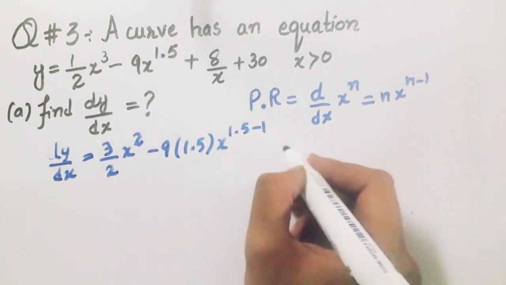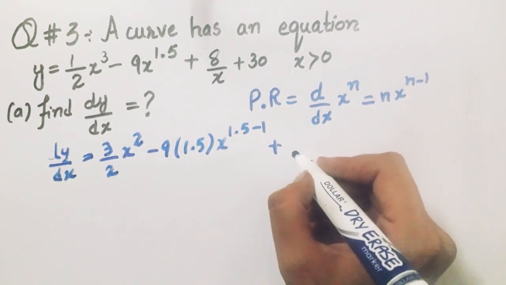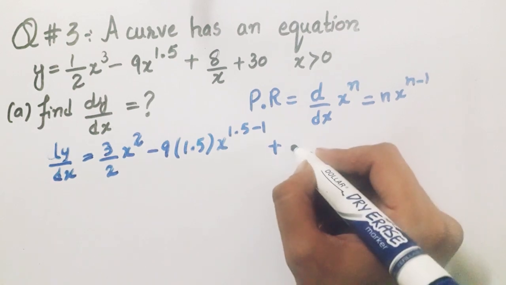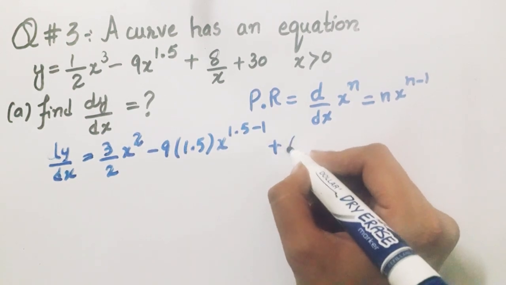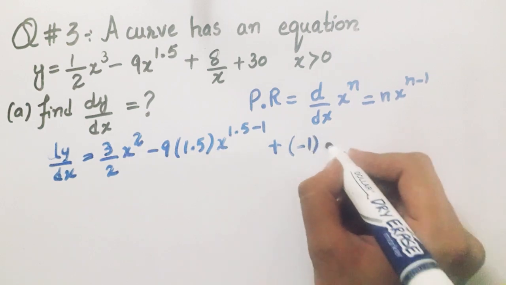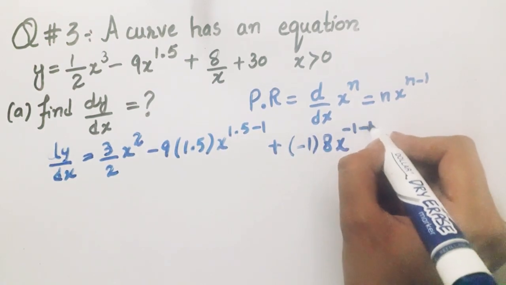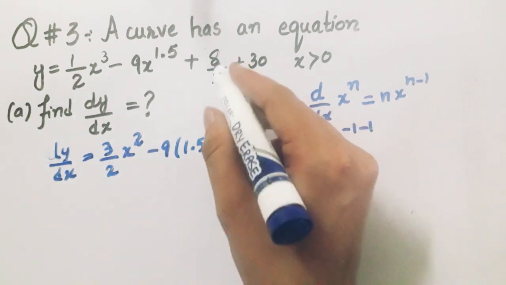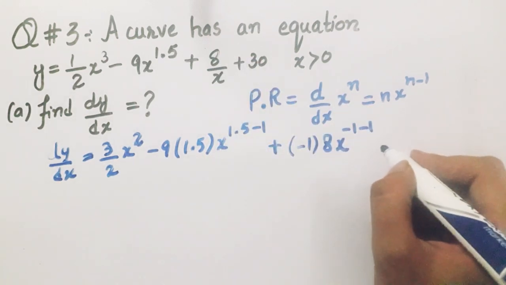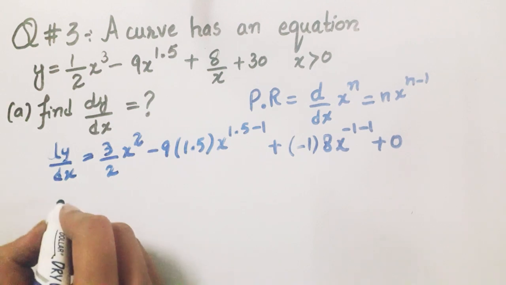8 by x we will write as 8 x raised to power minus 1. So it becomes minus 1, 8 x raised to power minus 1 minus 1, and the differentiation of plus 30 will be equal to 0. So now we will simplify this.